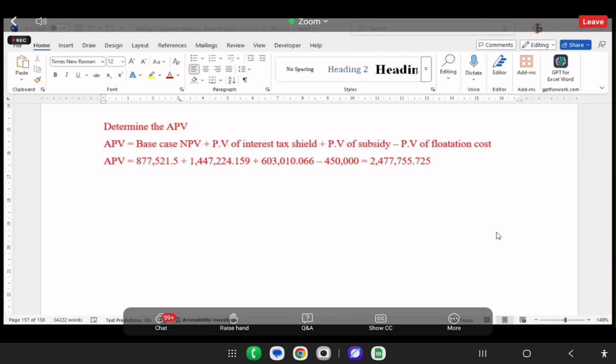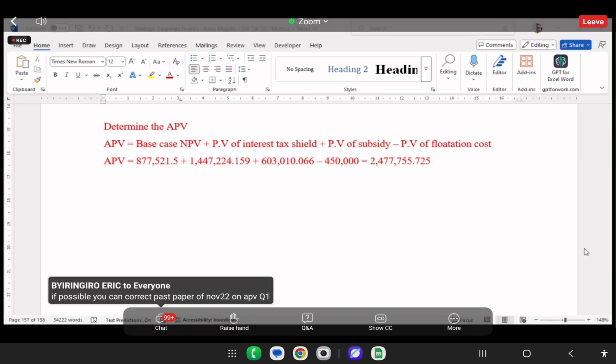Subsidy. Someone is saying that the subsidy is 33. Is the subsidy 33? I don't know where that is coming from.